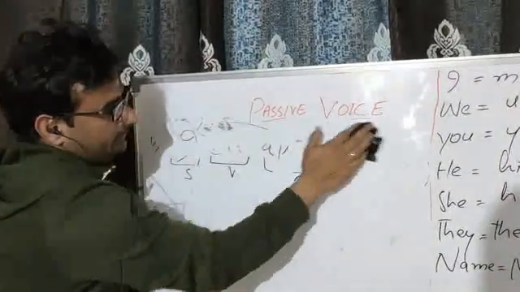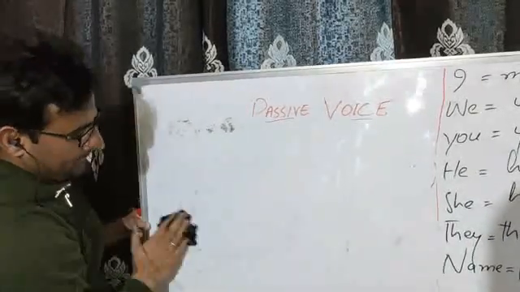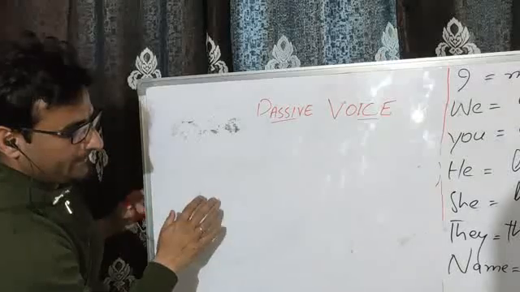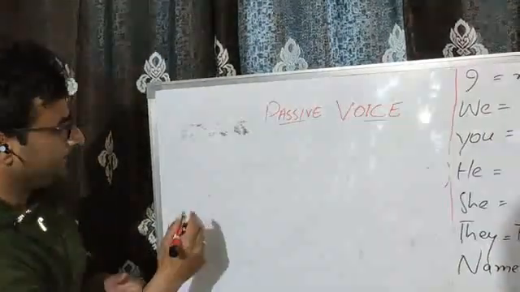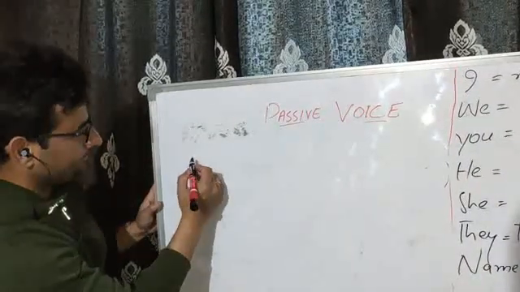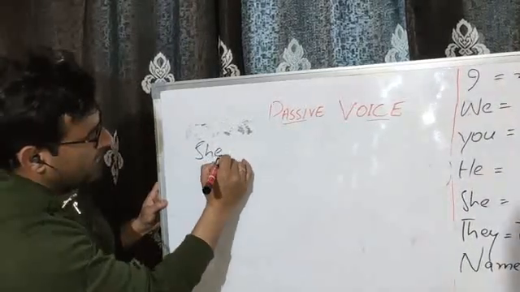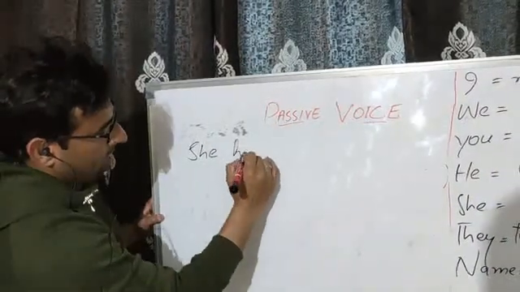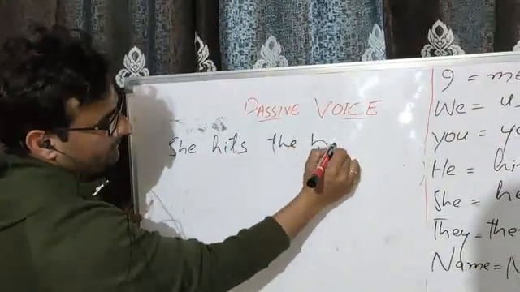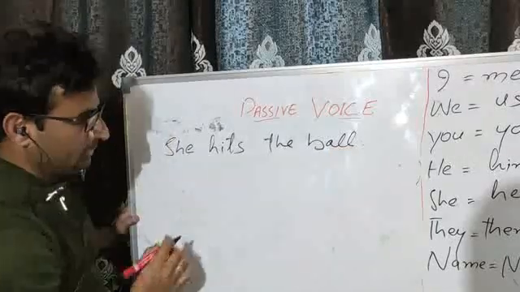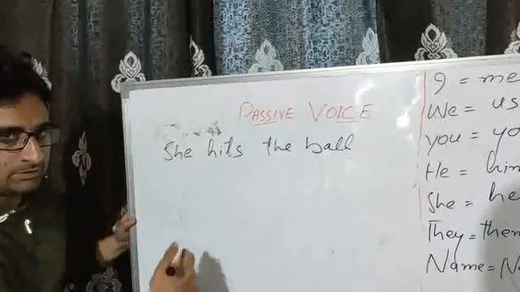उसके बाद हम अगर ऐसा करते हैं कि एक दूसरा सेंटेंस हम लेते हैं प्रेजेंट टेंस में ही, लाइक शी हिट्स द बॉल. शी हिट्स द बॉल प्रेजेंट टेंस है आपका. अब इसको हम कन्वर्ट करते हैं पैसिव वॉइस में.